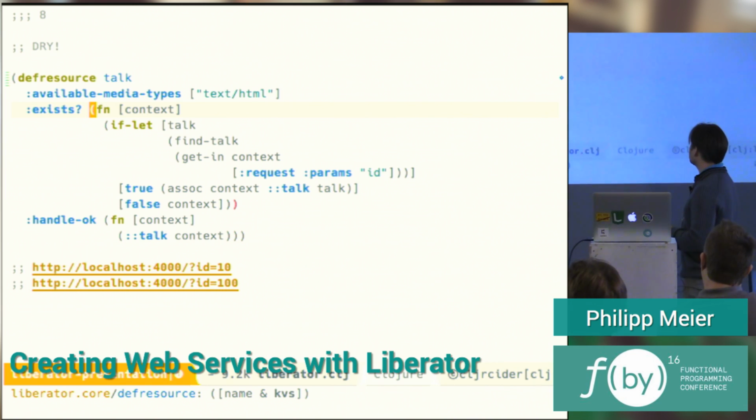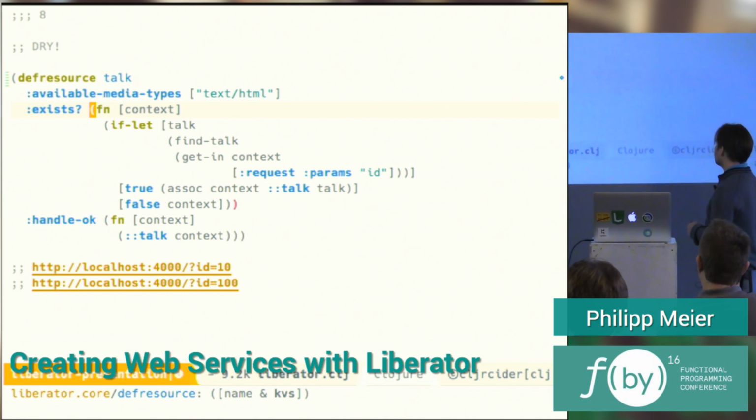And we try, once again, to find the talk using the parameter ID from the context and all that, and we bind it to the local variable talk. And now, if this is true, we return a vector containing two elements, which is the Clojure way to encode a tuple of two elements. The first value is used as the binary result of the decision function. So if we return true, this means the resource exists. If we return false, it means no, this resource doesn't exist.